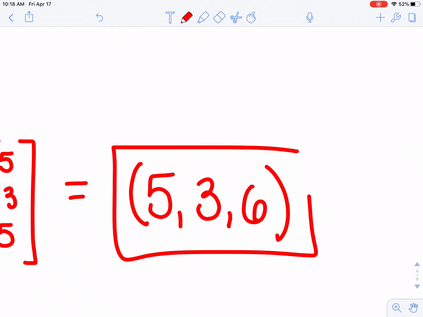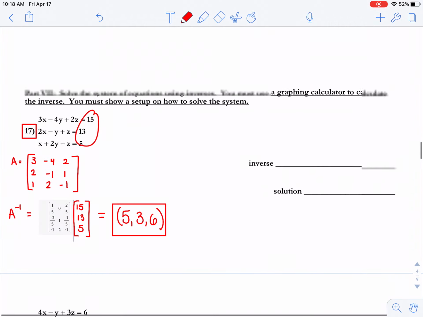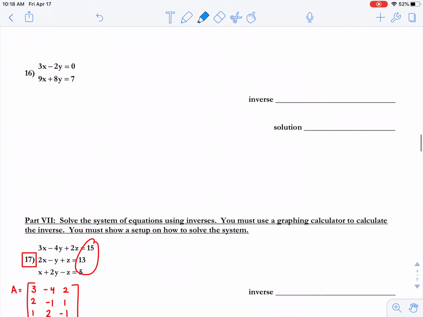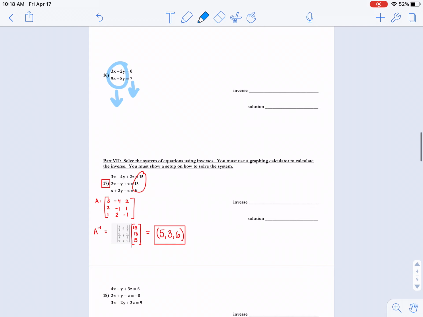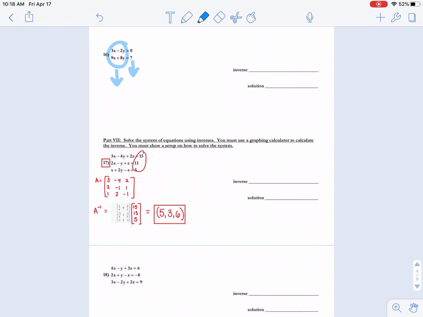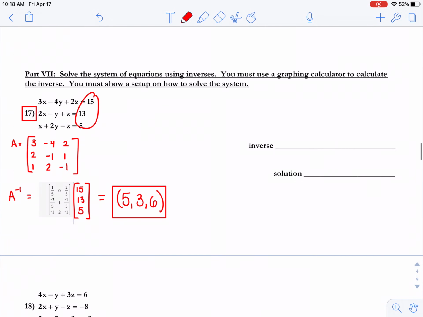Okay, so this is how you solve using inverses. If I was doing a 2 by 2 and had to show the work by hand, I would just use the inverse formula to find the inverse of the coefficient matrix and then use matrix multiplication and multiply it by the solution column. So that's the deal, you guys. Again, for this, we would write the inverse here and the solution there.